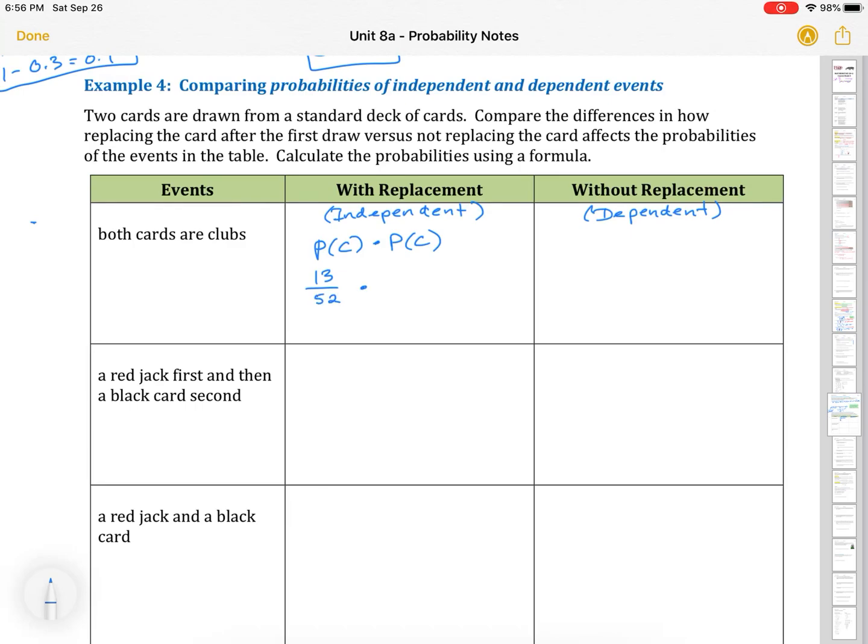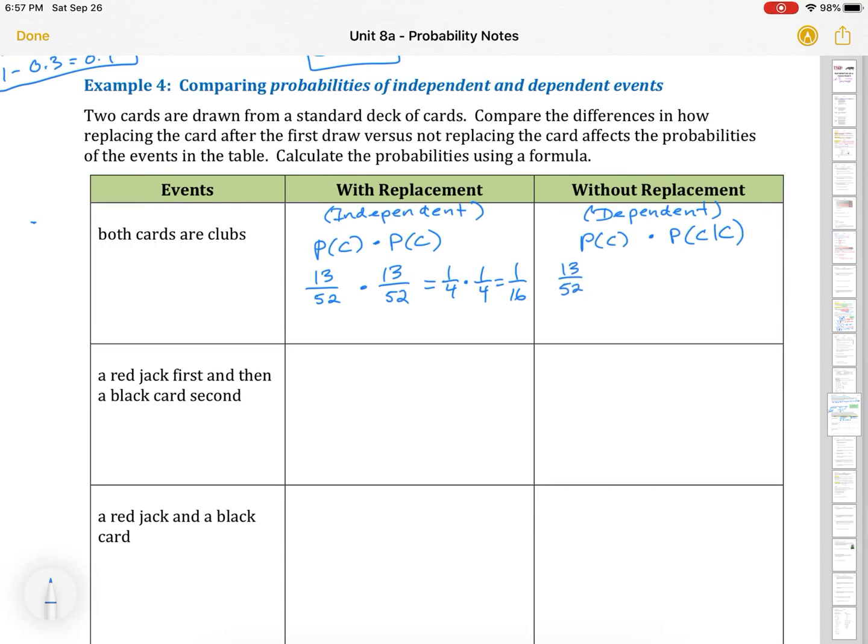So the probability that both cards are clubs. So probability clubs times probability clubs. There are 13 clubs in each deck of 52. Because we're putting it back in, both probabilities are 13 out of 52. We will get these reduced to 1/4 times 1/4, so it equals 1/16. Okay?